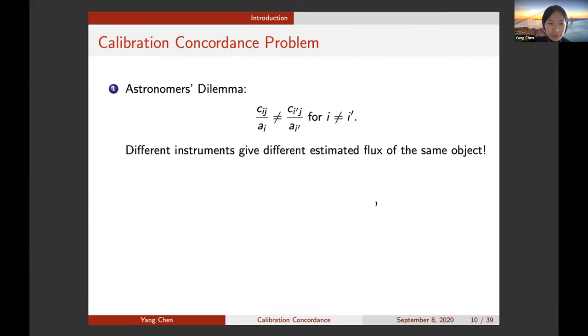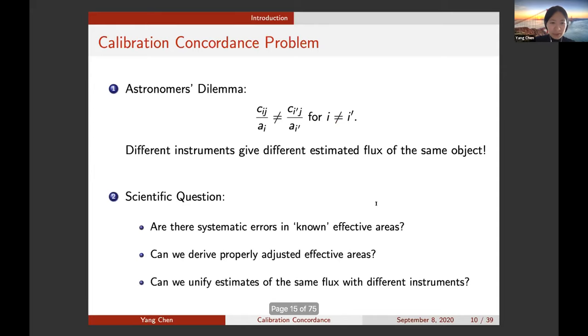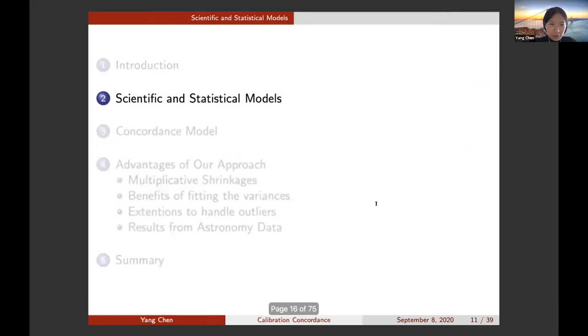The dilemma that we're facing is that if we simply divide the observed photon counts by the effective areas, we obtain different estimated fluxes for the same object. The scientific questions are: are there any systematic errors in the nominal effective areas? Can we derive properly adjusted effective areas? And can we unify the estimates of the same flux from the different instruments? To answer those questions, we propose our statistical model.